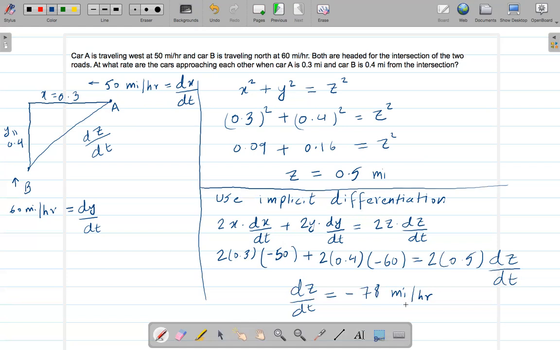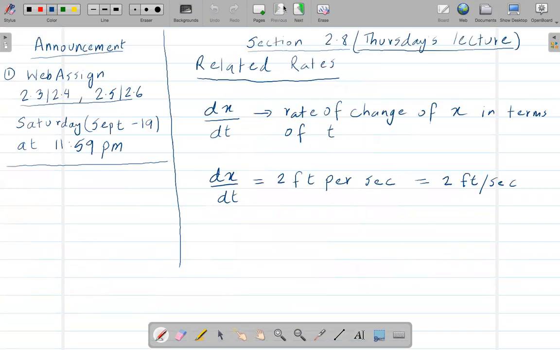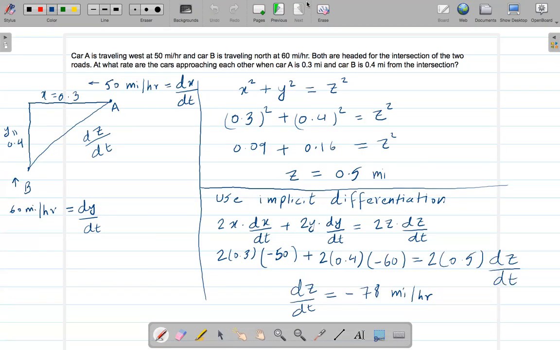Okay, that's all I want to cover for this section. Let me see if I want to talk about anything else here. Yeah, that's pretty much what I want to talk about from this section.